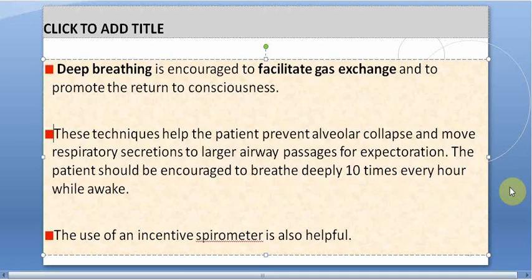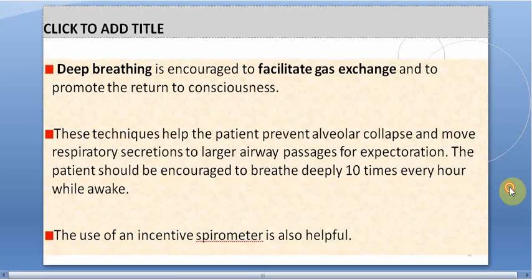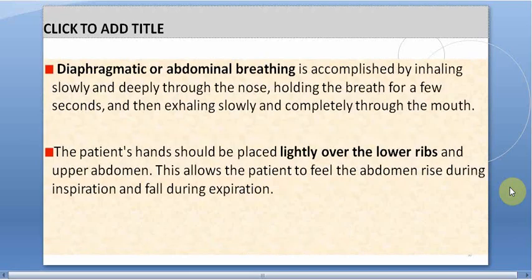Why is deep breathing essential? Most of the time, when pain is there, you will breathe shallow. If shallow breathing is continued for a longer time, you will not get adequate oxygen. So to prevent that, we have to encourage the patient to take deep breaths.